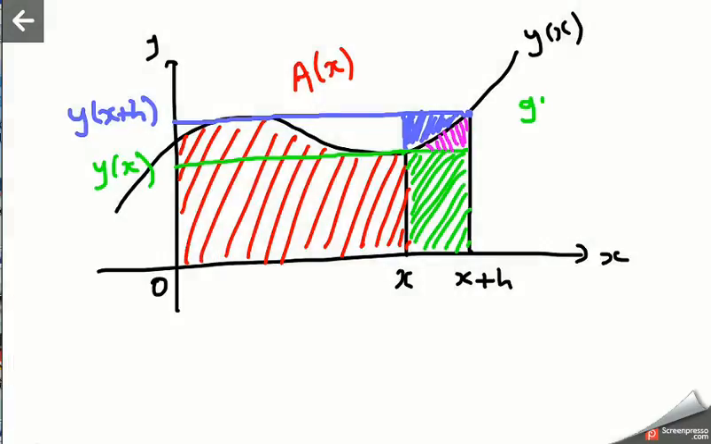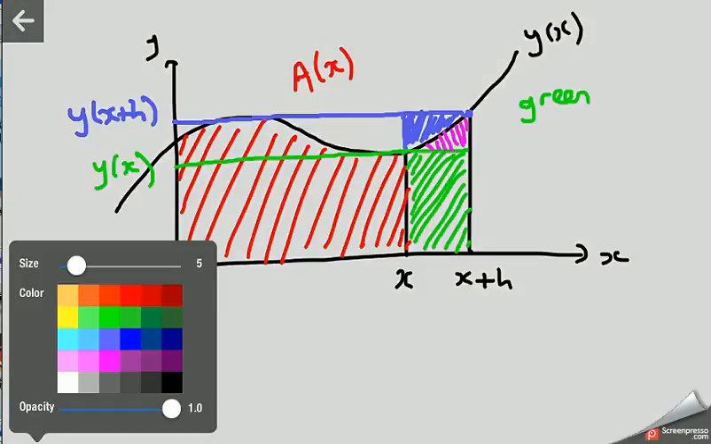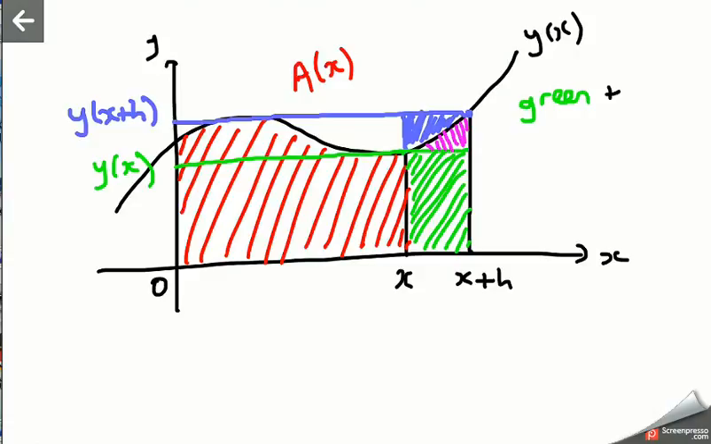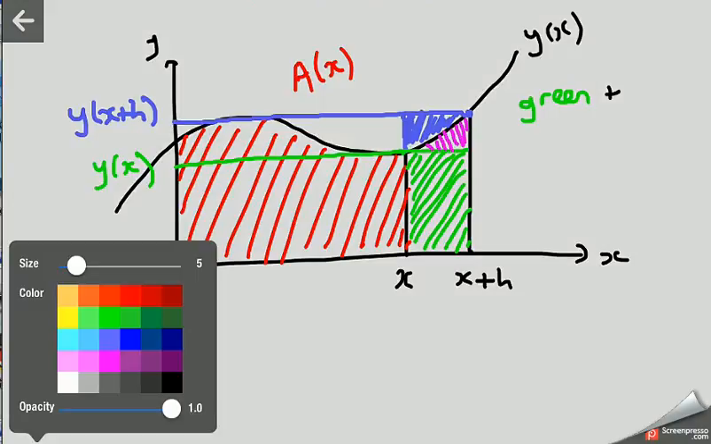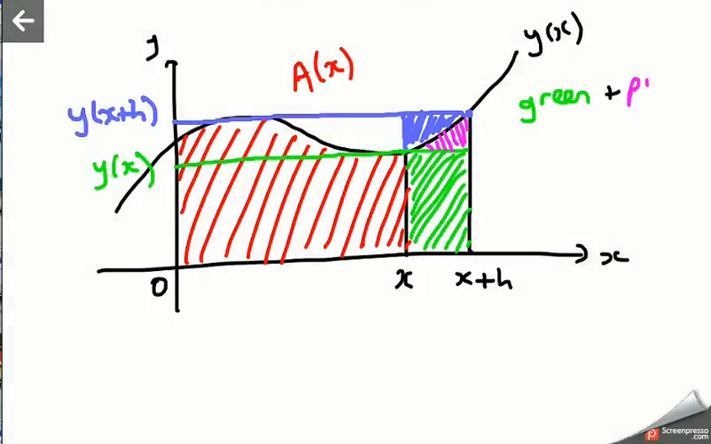Green plus pink is equal to A of x plus h minus A of x. Okay, great. Well, now I want to work out these rectangles.